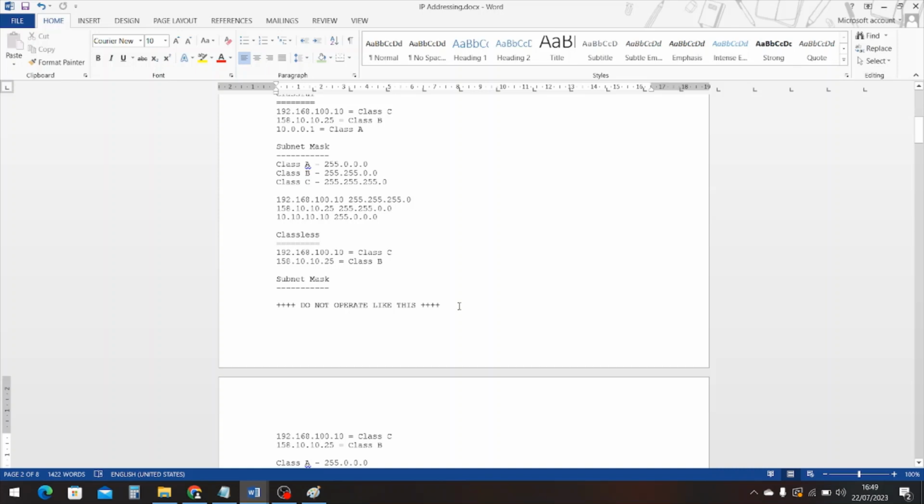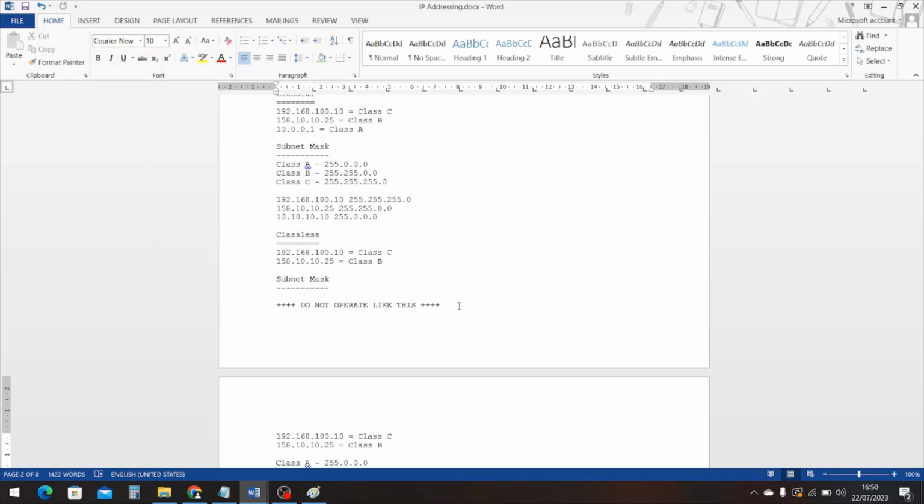And the subnet mask, which I spoke about earlier: for class A, the subnet mask is 255.0.0.0, for class B it is 255.255.0.0, and for class C it is 255.255.255.0. But in classless IP addresses, there's no association between the class and the subnet mask.